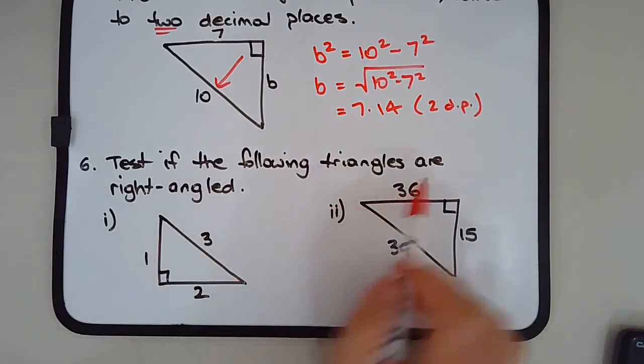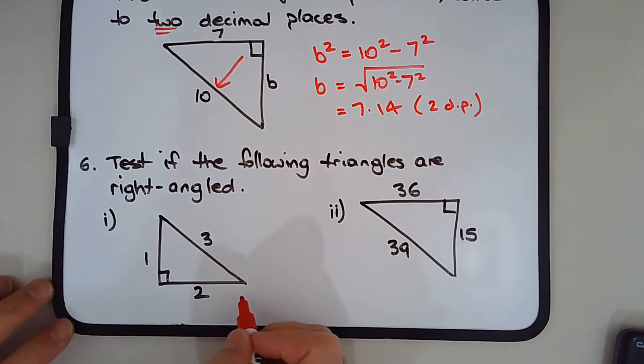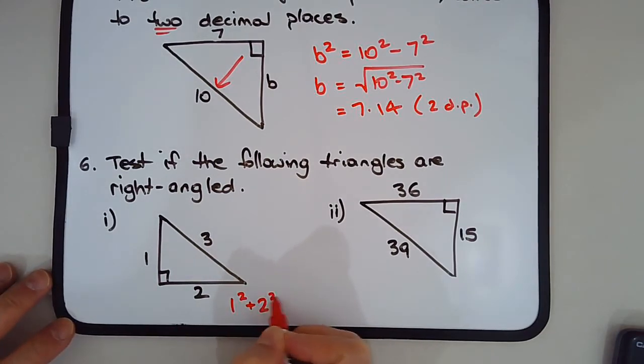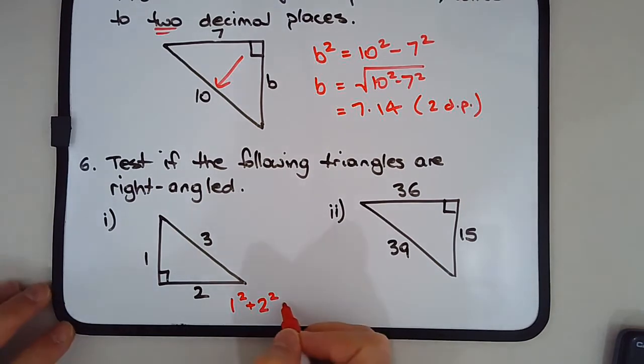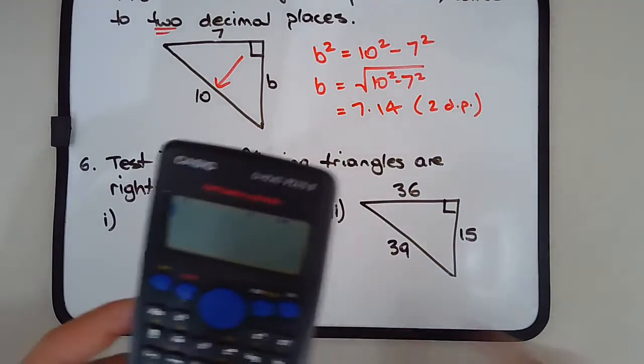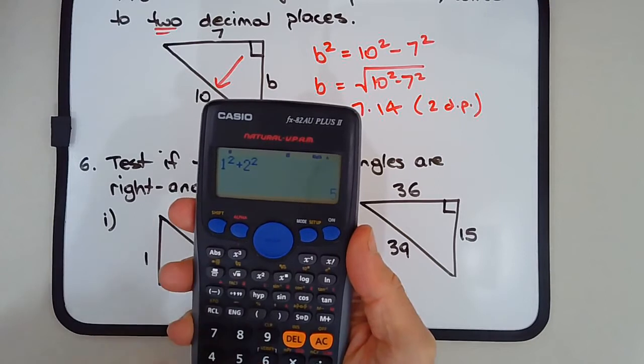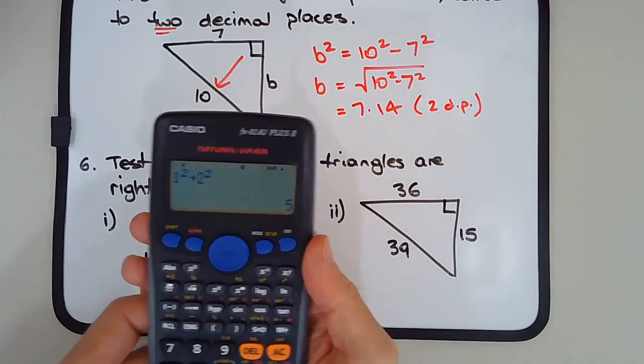Now let's have a look at question 6. Test if the following triangles are right angled. And this is where we can use Pythagoras' theorem again. We can look at the 2 short sides, add them together, take the square root, and it should equal the hypotenuse. So let's try that. If we try 1 squared plus 2 squared, let's see what we get there. So 1 squared is just the number 1, plus 2 squared, we get 5, and we need to take the square root of that.